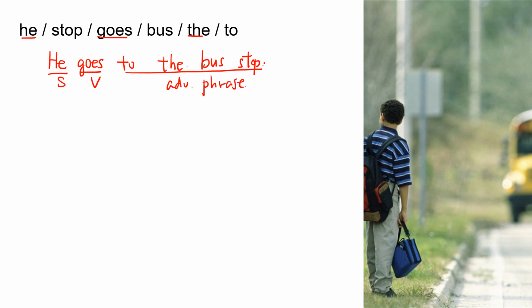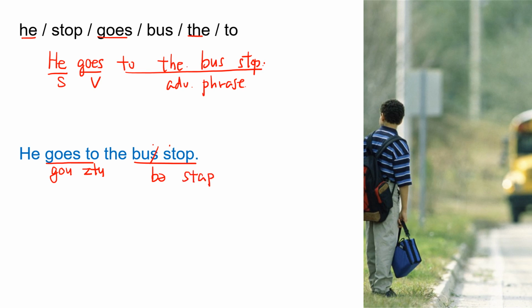He goes to the bus stop. Here, he goes and then to. He goes to. And bus stop, there are two S's. You can cancel the first S. Say bus stop. He goes to the bus stop.